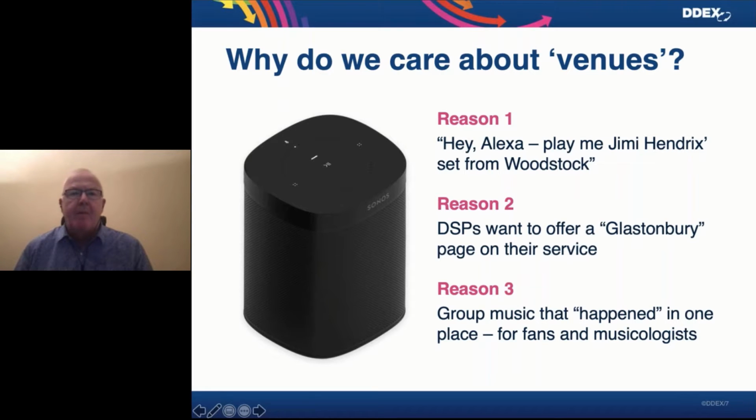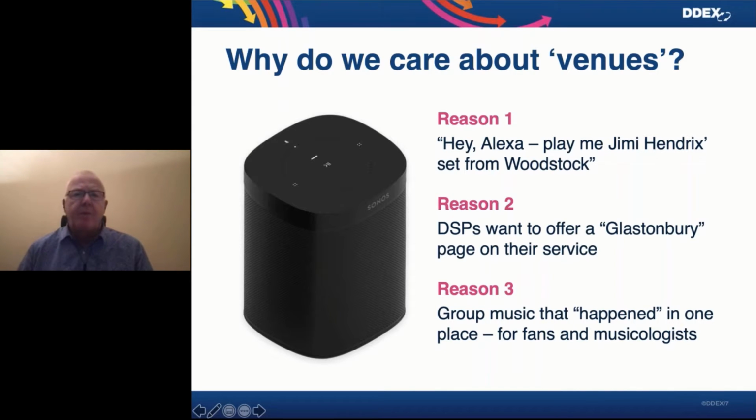Similarly, DSPs are being more and more focused on creating pages that draw consumers in to perhaps discover new music. So they might want, for example, to create a Glastonbury page on their service and encourage people to explore the music that's appeared at Glastonbury Festival over, say, the last 10 years.